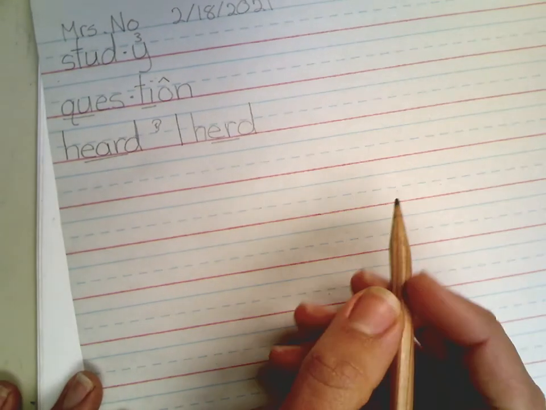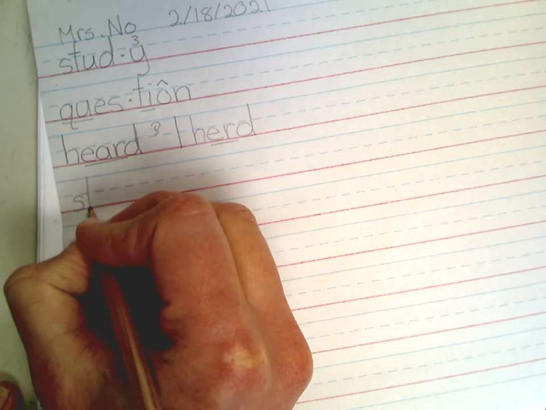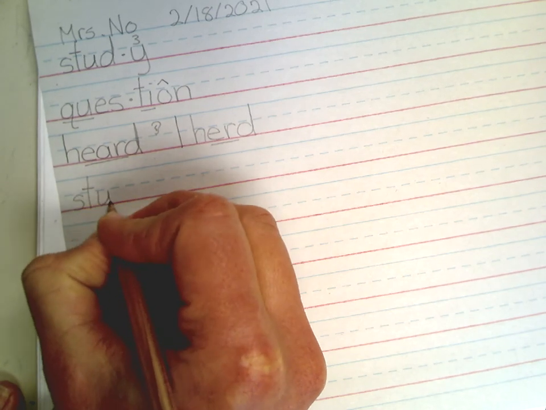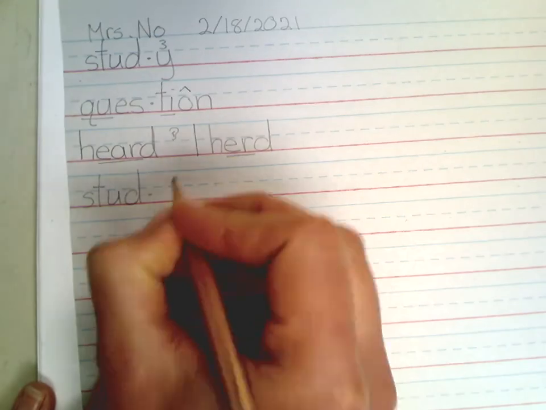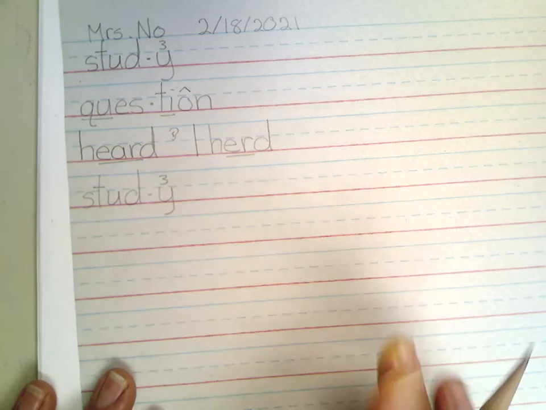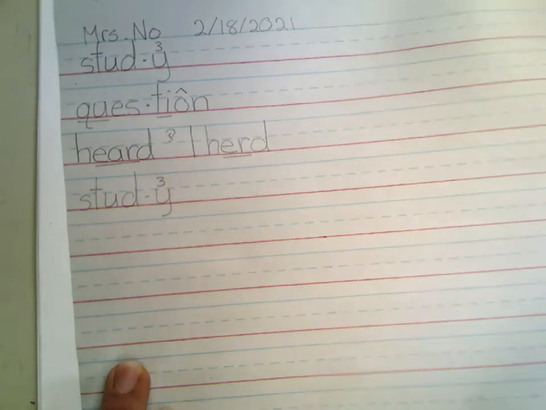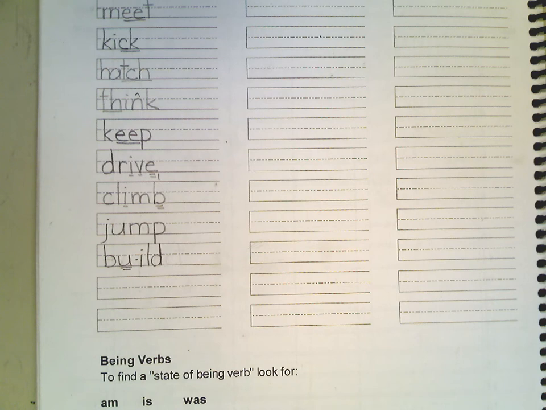All right, so what's the first syllable in study, class? Good, stud. And the second syllable? Good, E, but which E? Good, long E. All right. Let's see, the next word that we're going to put in is the word unless. But wait, unless we're going to go all the way back to page 33.